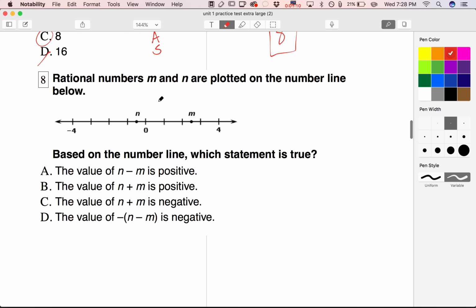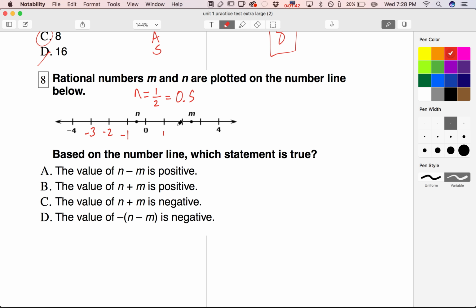Now rational numbers m and n are plotted on the number line below. Based on this number line, which statement is true? So we got to estimate a little bit, because if you notice, you have -1 here, -2 here, -3 here. We have to look at this and say, yeah, it looks basically in the middle. So I'm going to make n equal to 1/2, which is also equal to 0.5. So you can use either one of these. Just know that a half and 0.5 is the same. So in case you did this already and you actually use 0.5, that is okay.